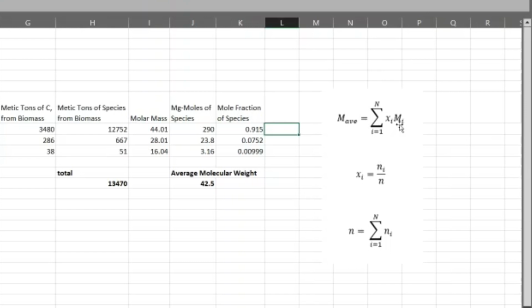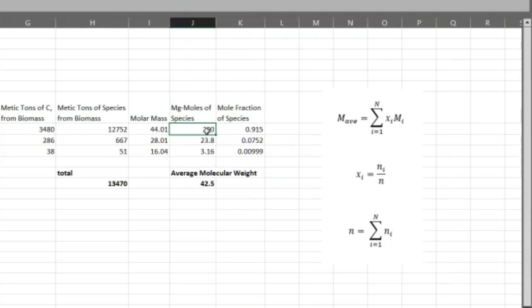The average molecular weight is a function of the summation of the mole fraction times the molecular weight of each species. The mole fraction is a function of the number of moles of the species divided by the total number of moles. And the total number of moles is the summation of the number of moles of each species.